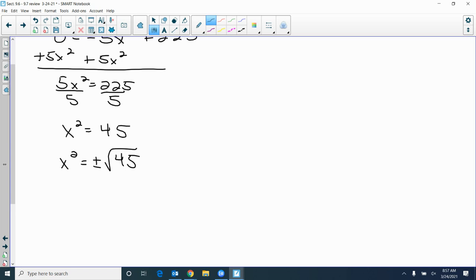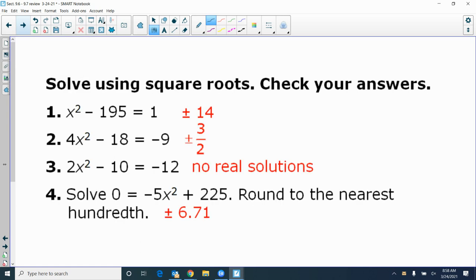X squared equals plus or minus square root of 45. Now you hit the square root. It says 6.71. All right, now let's make sure we round it off correctly. I'd have to take a look at it because I haven't seen it. Oh, then you're a rounding off genius. You know how to use a calculator. There you go. You know how to round. Okay. Now this next piece, there's our answers.